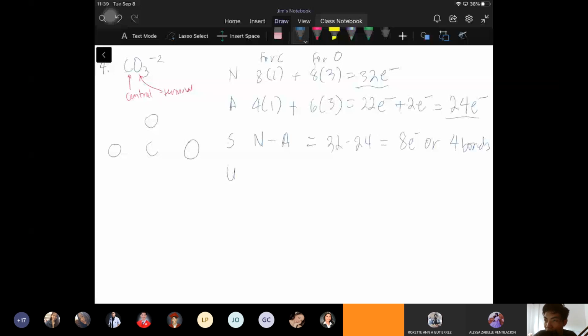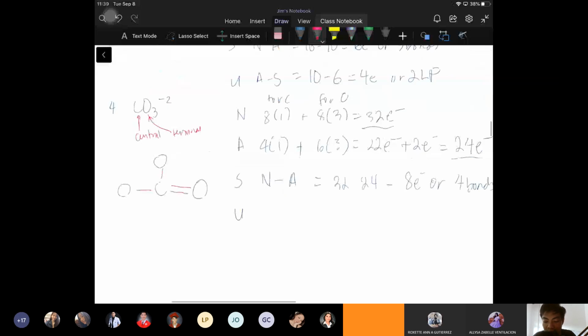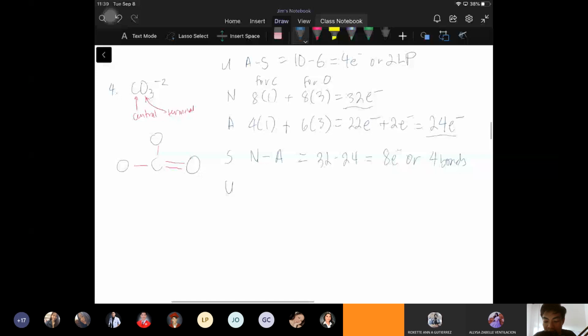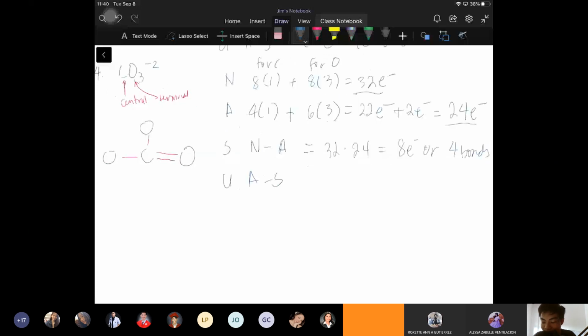How are we going to place the bonds, no? So, yung 4 na bond, connect muna natin sila isa-isa. Anong gagawin sa sobra? You can form multiple bonds, no? Kunwari, gusto ko dyan yung sobra. Edi okay, so 4 yung bonds ko. Good yan. Then, unshared, no? When we say unshared, ang formula ay A minus S. So, A minus S. Ano yun? 24 minus 8.